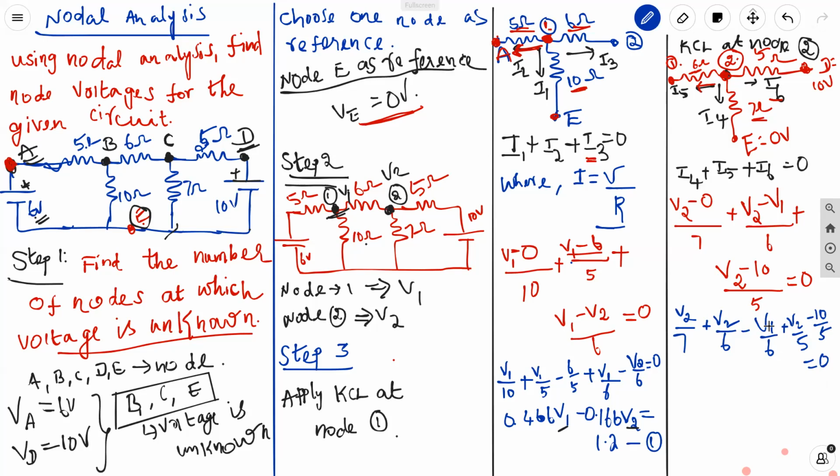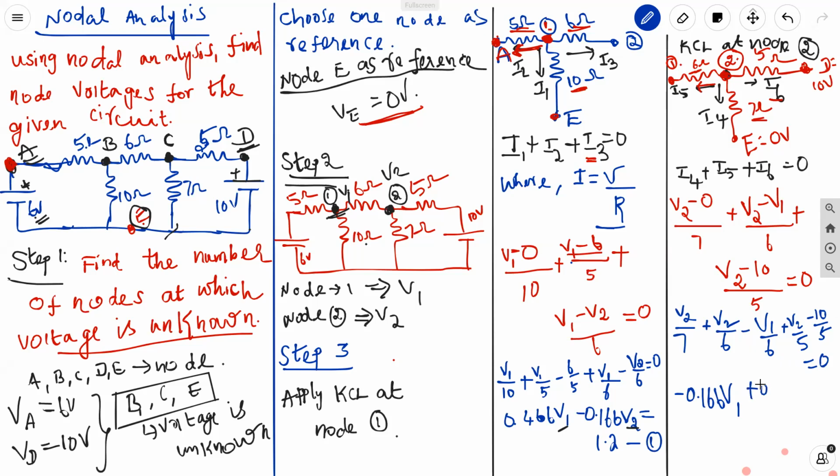So that only one V1 term is there. It is 1 by 6, so minus 0.166 V1. Then V2, there are 3 V2 terms, right? 1 by 7 plus 1 by 6 plus 1 by 5. You just find this: 1 by 7 plus 1 by 6 plus 1 by 5, which is equal to 0.509, right?